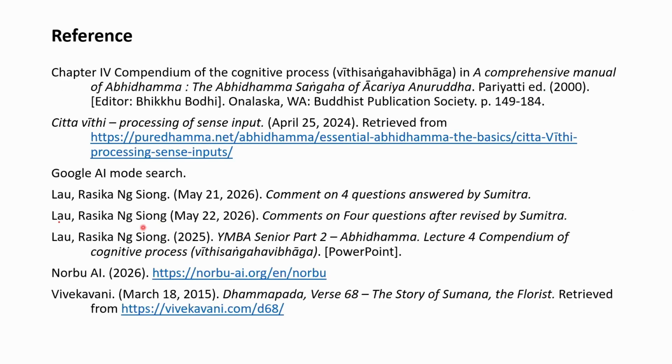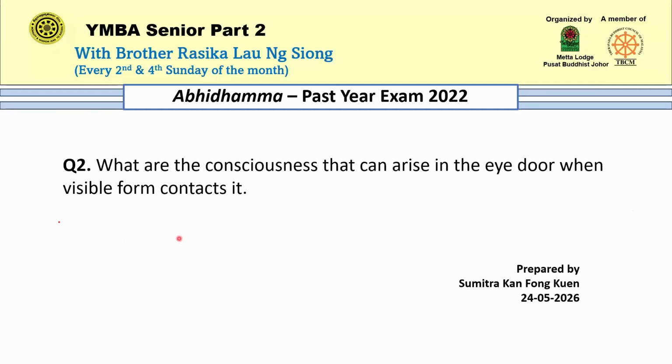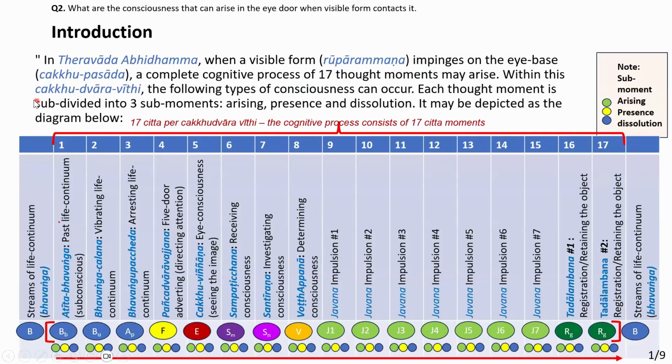Okay, now I go to question number 2. What are the consciousness that can arise in the eye door when visible form contacts it? As an introduction, in the Theravada Abhidhamma, when a visible form, Rupa Arammana, impinges on the eye base, Cakkhu Pasada, a complete cognitive process of 17 thought moments may arise within this Cakkhu Dvara Vithi. The following types of consciousness can occur.